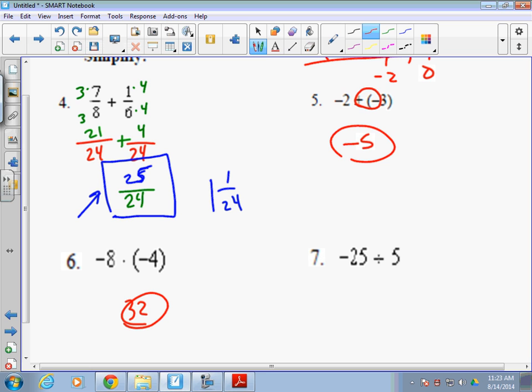Number 7 says negative 25 divided by 5. A negative divided by a positive, opposite signs, is going to be negative anytime they're opposite. 25 divided by 5 is going to be 5.